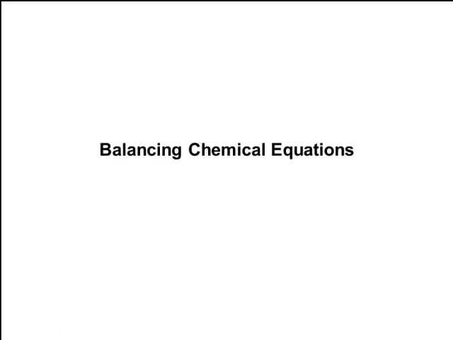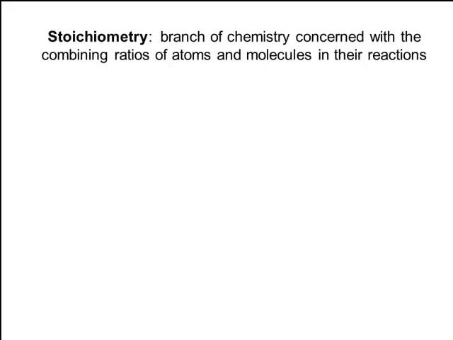So what we're going to start talking about now is chemical reactions. We're going to talk about these chemical reactions and how we describe them on paper, which involves using these chemical equations. We need to worry first about something called stoichiometry. This is the branch of chemistry that's concerned with the combining ratios of atoms and molecules in their reactions.